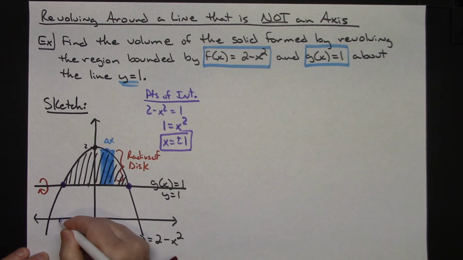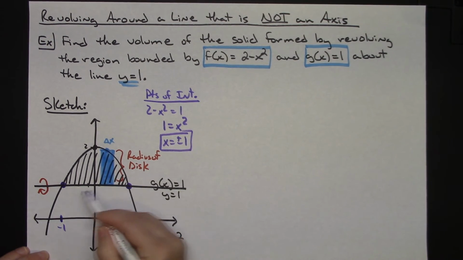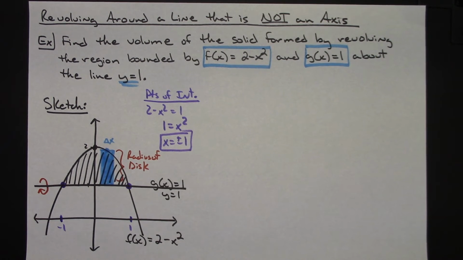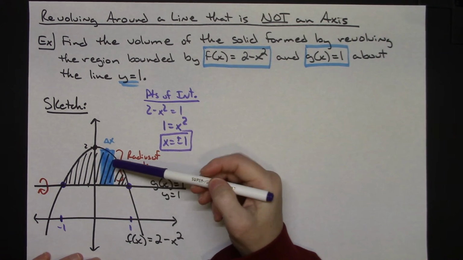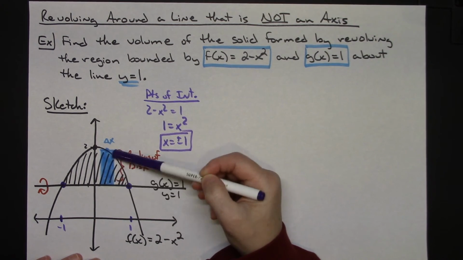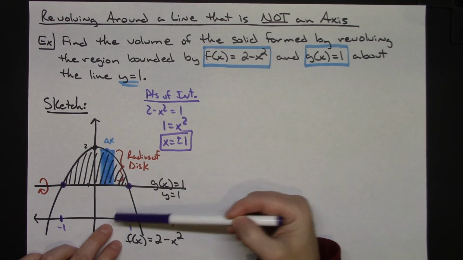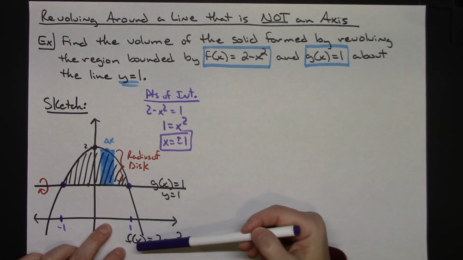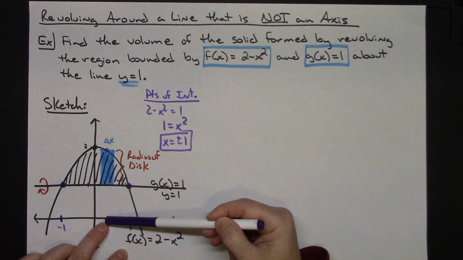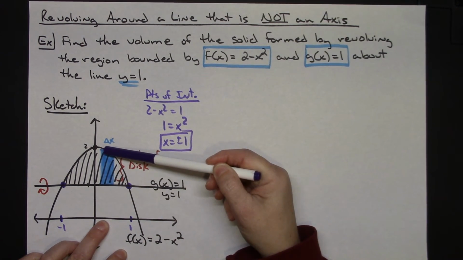Okay, so this has got to be negative 1, this over here has got to be 1. Okay, so for those 2 points right there. Alright, now to get the distance of this radius of my disk here, I got to get this distance. You're going to have to plug a number into f of x, because if I plug a number into f of x, that's going to give me the distance from here all the way up to the f of x curve. Alright, but that's too much.